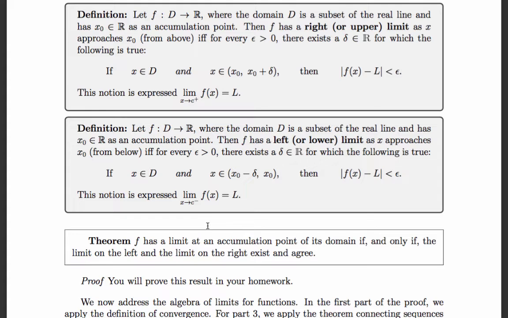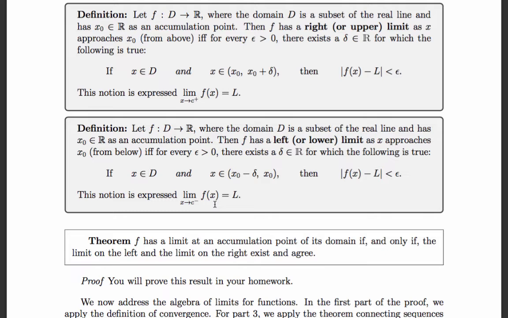We can also define a left limit, or a lower limit, in the exact same way. The definition is word for word the same, except that x is in the open interval x naught minus delta, comma x naught, and the absolute value of f of x minus L is less than epsilon. And this notion is expressed as the limit as x approaches c from the left, or c negative, of f of x.